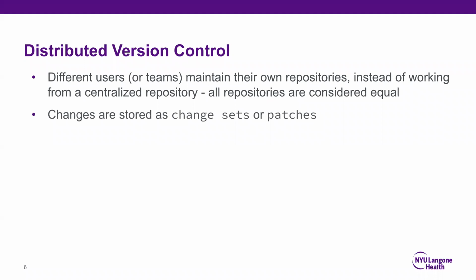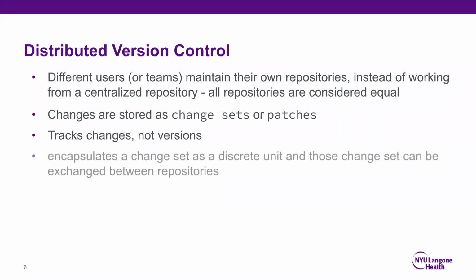Changes are stored as change sets or patches. This is something to keep in mind, because sometimes when we talk about version control, we think it's going to be version 1, version 2, version 3. That's actually not the case. What Git does is save the changes of those files as change sets or patches. So it tracks the changes, not the versions. And that's really where the lightweight nature of Git comes in.